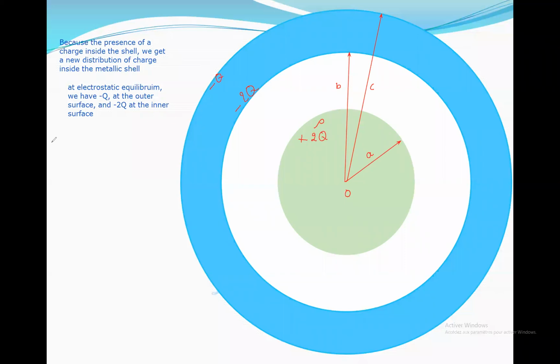So part 1, I have to find the electric field by using Gauss's law outside the system, let's say at this point. The second point will be inside the shell at this point. The third point is between the sphere and the shell, and this point is inside the sphere. Okay, we have to find it for each point. Here we have point A, point B, point C, and point D by using Gauss's law.